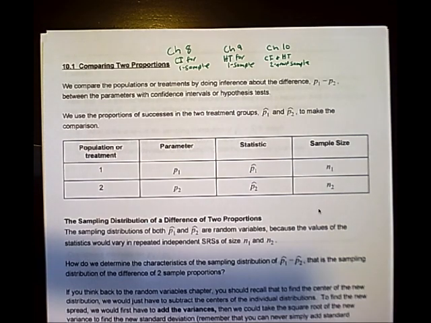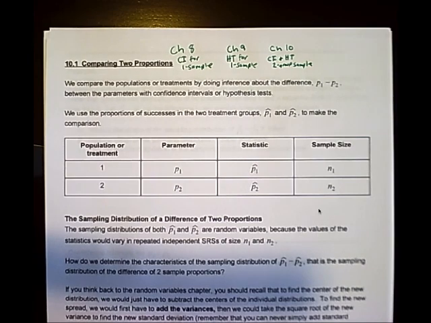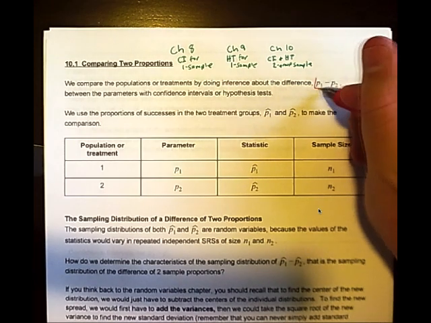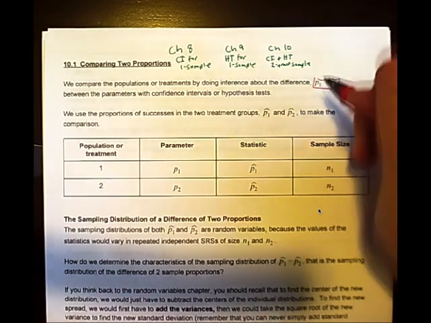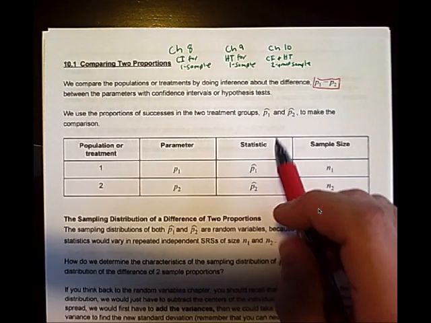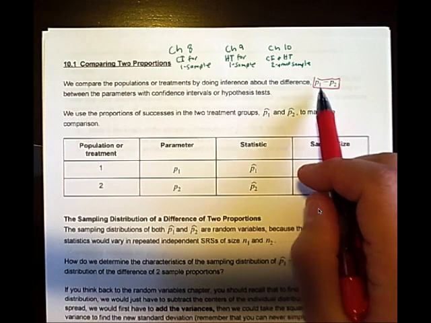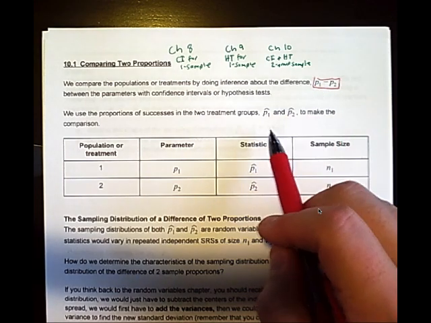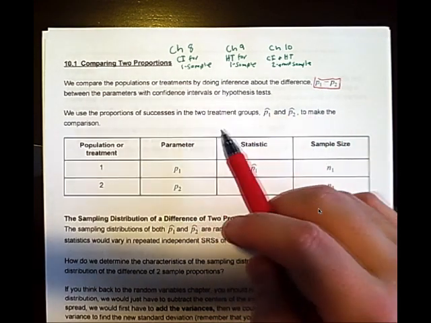Okay, so it says we compare the populations or treatments by doing inference about the difference, rho 1 minus rho 2, between the parameters with confidence intervals or hypothesis tests. We use the proportions of successes in the two treatment groups, p hat 1 and p hat 2, so this refers to sample statistics, this refers to the population parameters, to make the comparison.